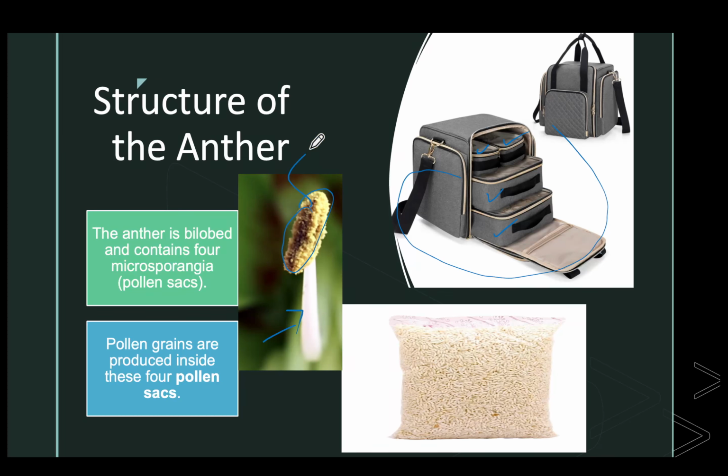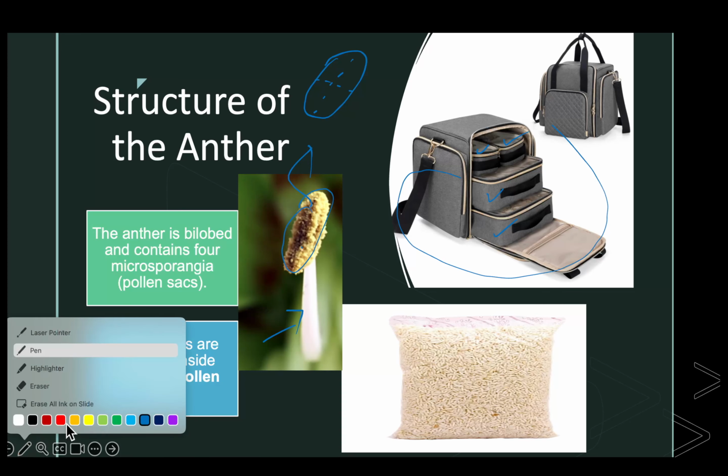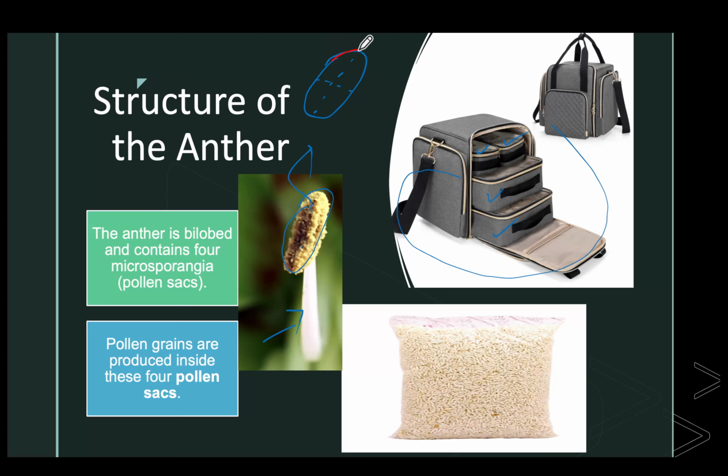Now, inside this anther, let's say there are 4 chambers. This is just a rough diagram for representation purposes only. There are 4 chambers, and what do we call these chambers? These are microsporangia. So one microsporangium, another microsporangium, a third and a fourth. So there are 4 microsporangia present in one anther.